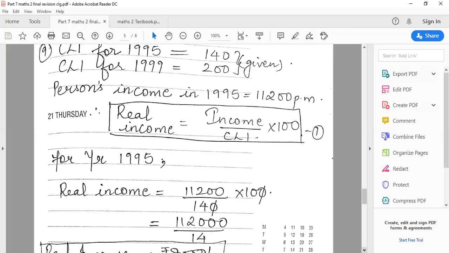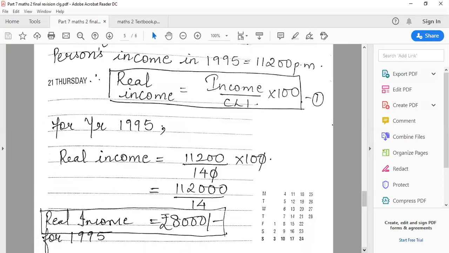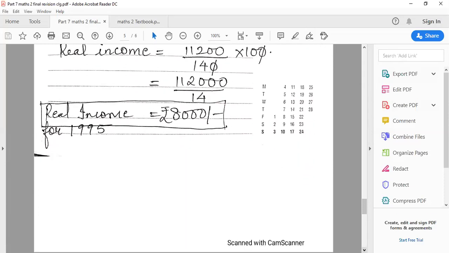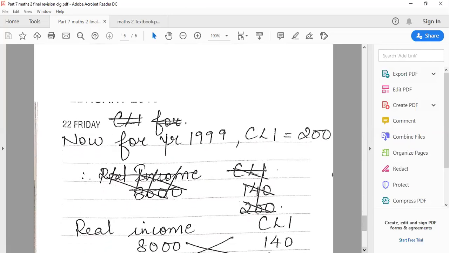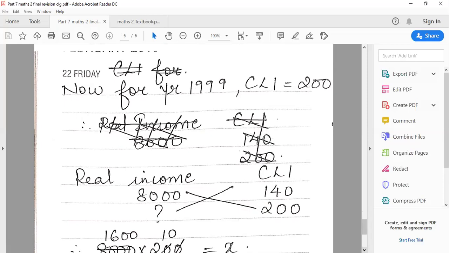So first we'll do the calculation for base year. So for year 1995, we'll put the formula real income is equal to 11,200, the income, upon 140, the CLI, into 100. So 0, 0 cancel. 1,12,000 upon 14. So real income for the base year is 8,000 rupees. Okay. Now moving forward with this details, we'll calculate the CLI for current year. So now for the current year 1999, the CLI was 200, which was given in the question.